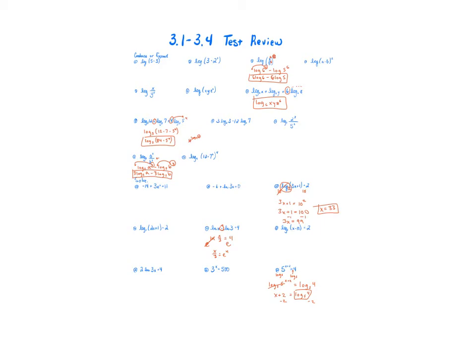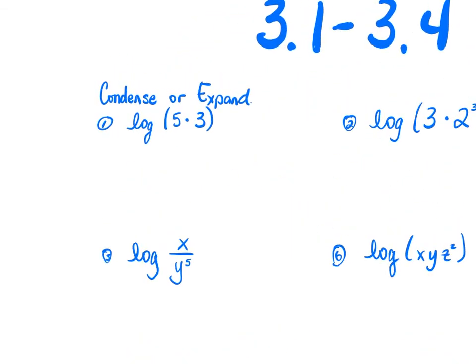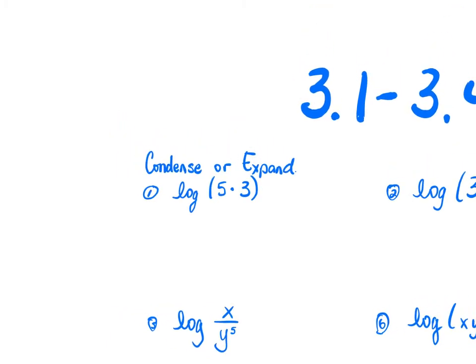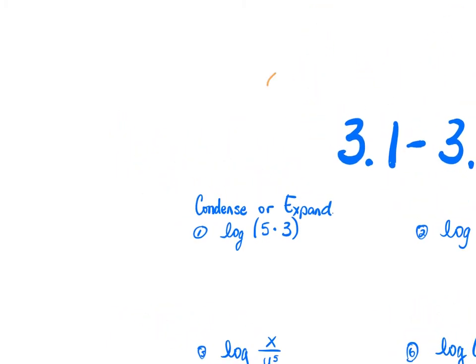All right, so today we're going to do the odd, so let's take a look at number 1. So on the test, it's not going to tell you specifically to condense or expand. You have to know if there's only one log, that means you need to expand. If you have more than one log, then you need to condense. So if you had 2 logs, then you need to condense.